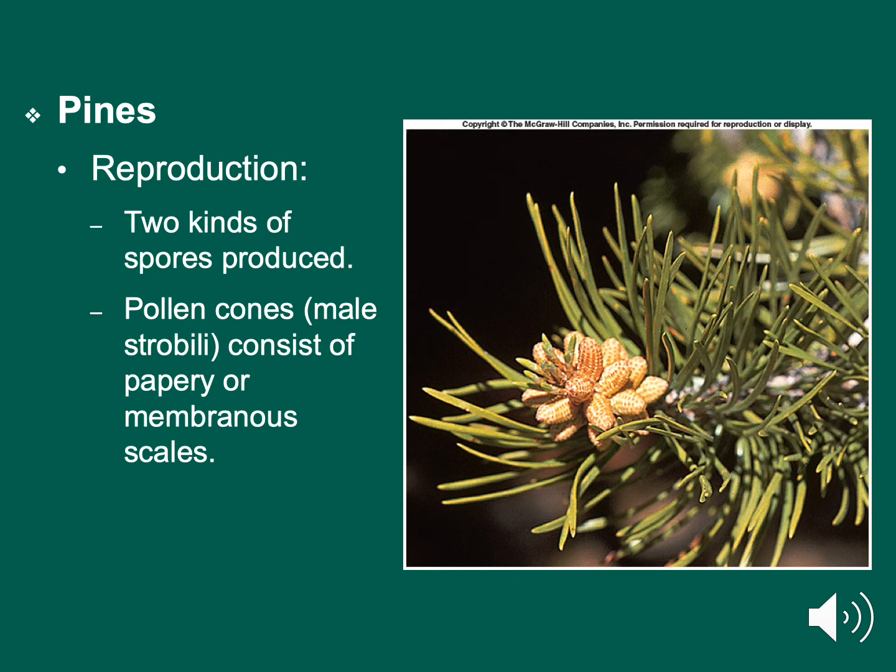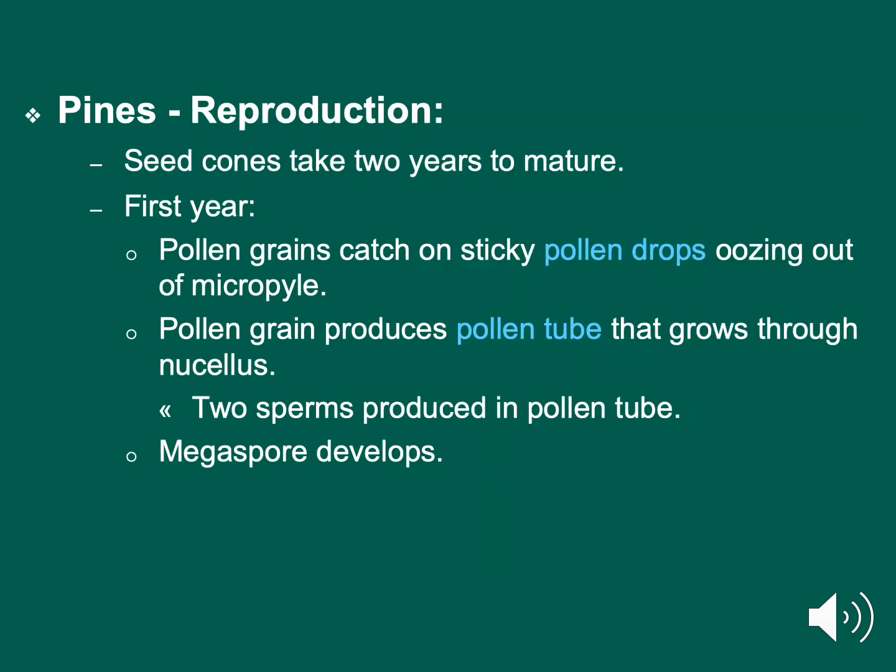Pictured here are the male pollen cones. Pine reproduction takes 2 years, as it takes a long time for the pollen to get to the eggs, for the eggs to be fertilized, and for the fertilized eggs to develop into seeds.